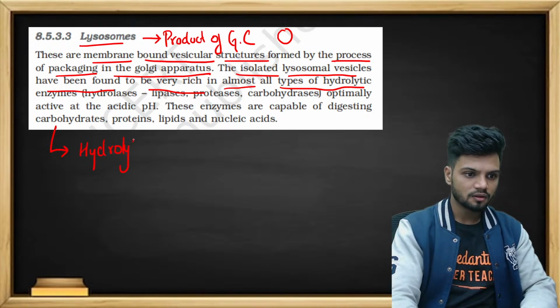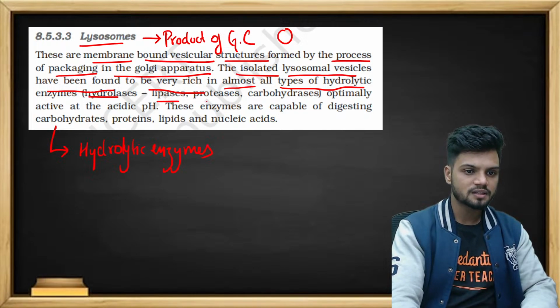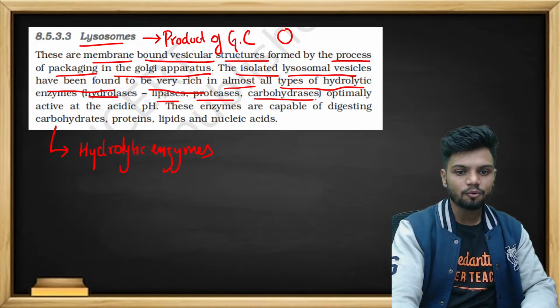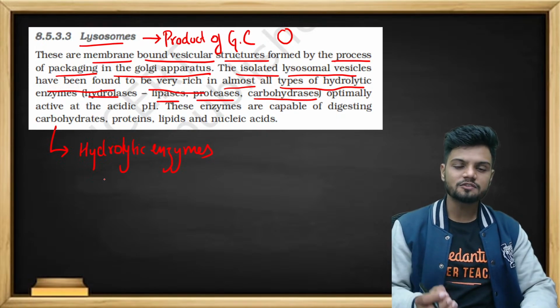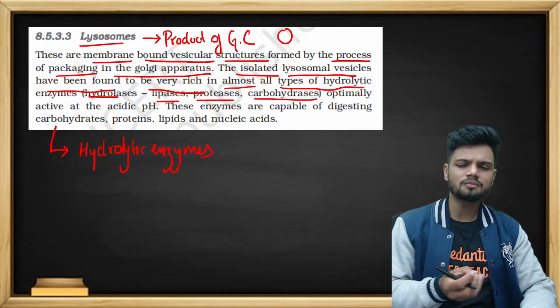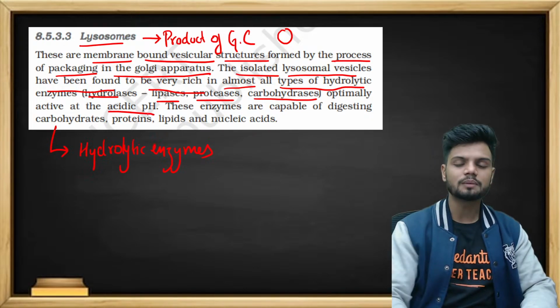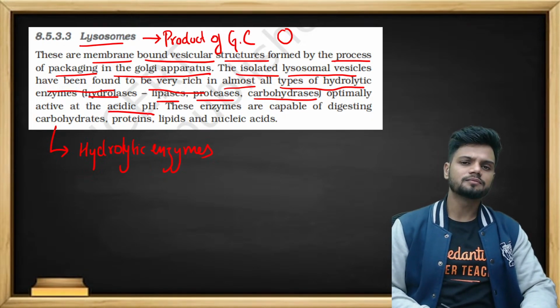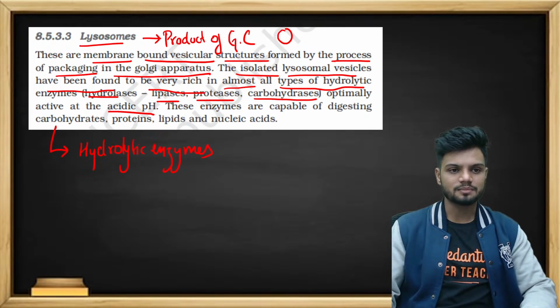They have the hydrolytic enzymes. They have hydrolytic enzymes such as hydrolase, lipase, protease, carbohydrase. Lipase will break down lipids, protease will break down protein, carbohydrase will break down the carbohydrates. They are optimally active at acidic pH. Now tell me, students, what will happen if I decrease the pH in lysosomes?